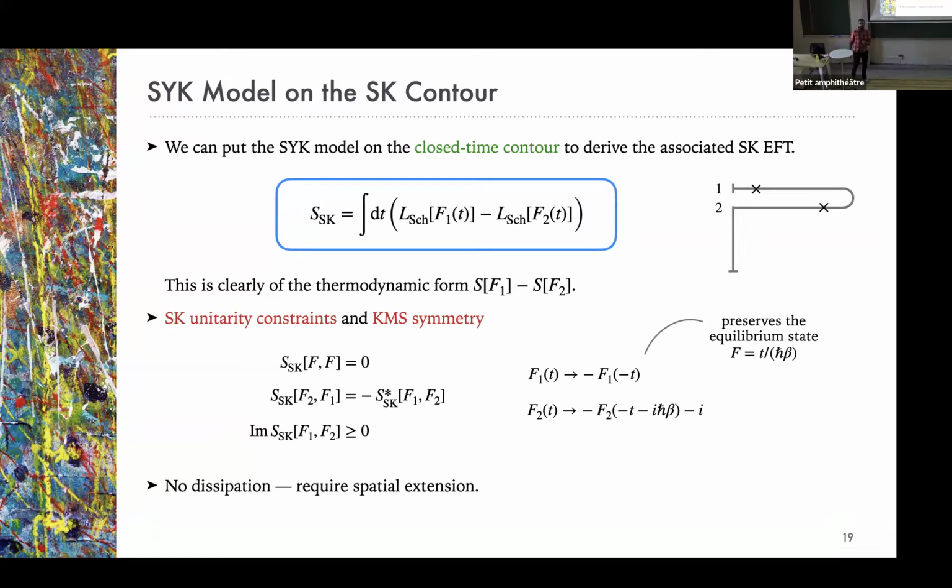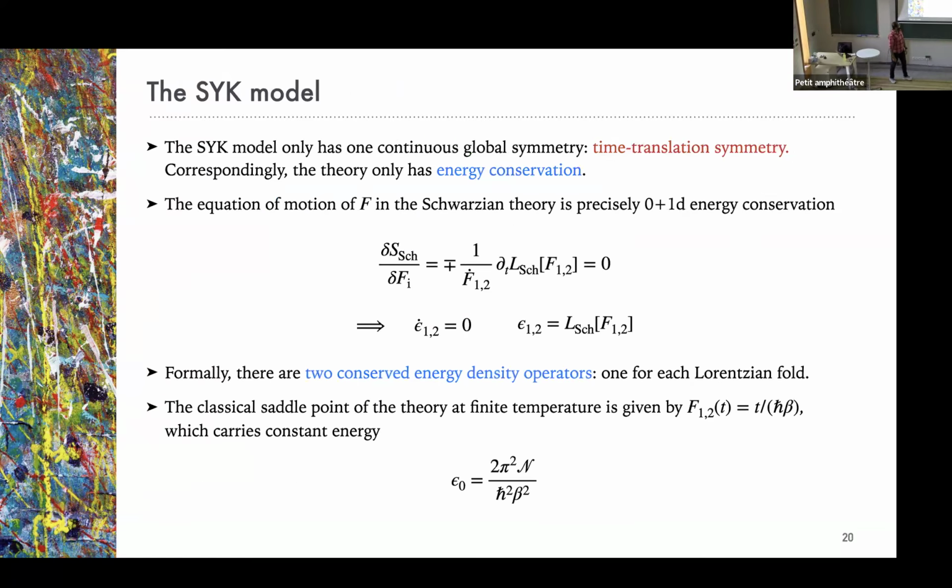And I did not expect it to have any dissipation because it's just 0 plus 1 dimensional. It does have energy. So essentially, you can take the Schwarzian and you can compute the equations of motion associated with this field F, and you find precisely an energy conservation equation where the energy density itself is given by the Schwarzian. So the energy density of the Schwarzian theory is the Schwarzian itself.